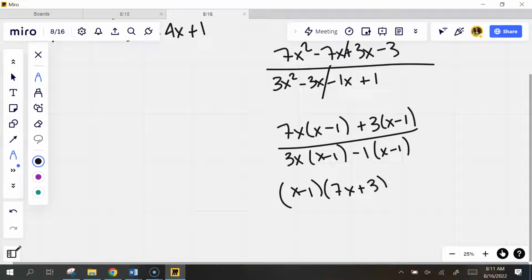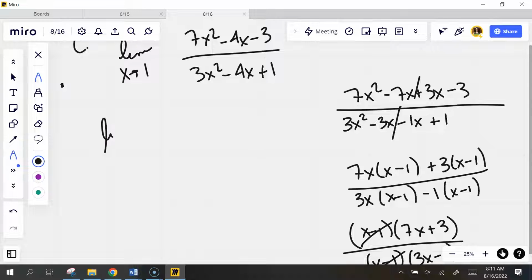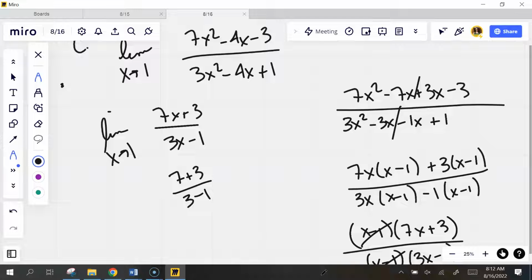You might have already seen it at this point. So now I can get rid of that discontinuity. I can remove it. So I end up with 7x plus 3 over 3x minus 1, the limit as x goes to 1. And now I can plug that 1 in. And I get 7 plus 3 over 3 minus 1. 10 over 2, which is 5. A whole lot of algebra. 5 and 5/3. Same thing.